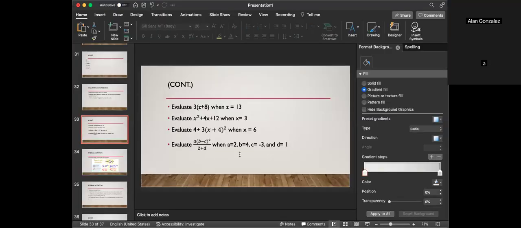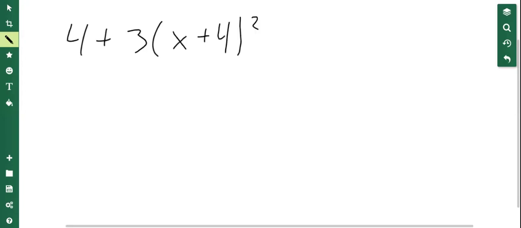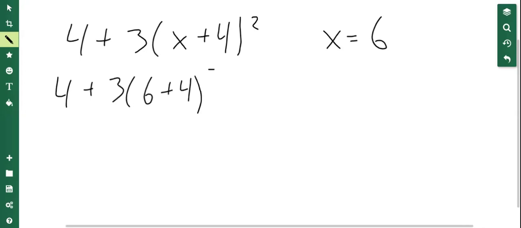But let's actually do that here, just to get more practice. All right, we said, what was it that we said? We said 4 plus 3(x plus 4)^2 when x is equal to 6. Let's plug that in. Right, 6 plus 4 is 10, like we said. To the power of 2 is 100.